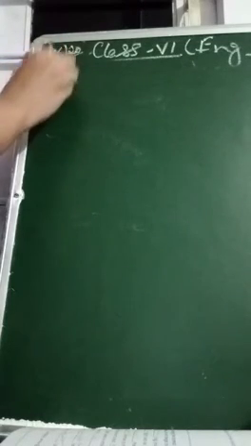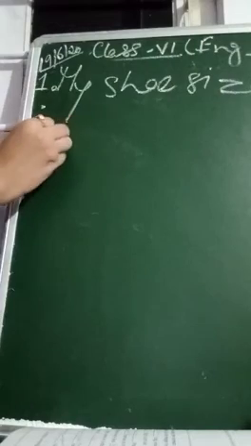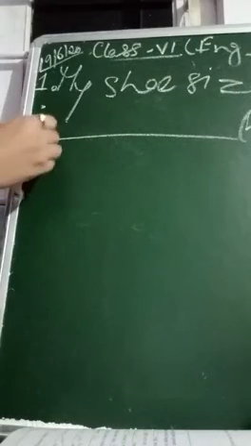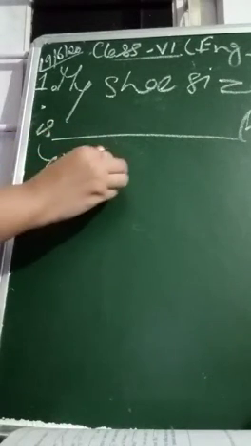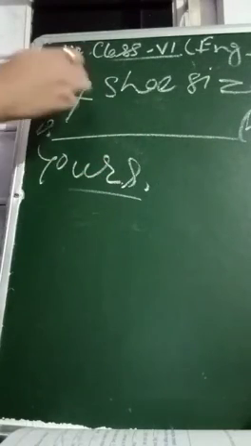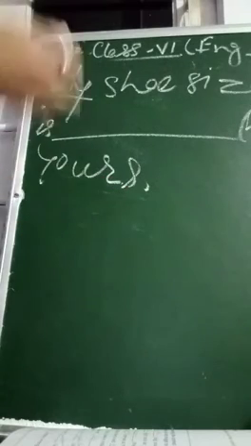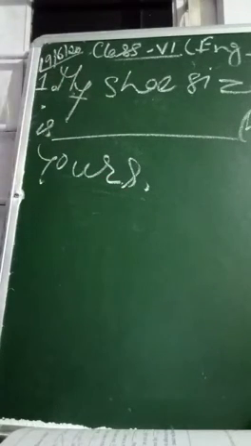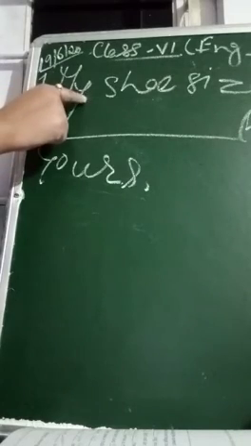So number one we have: my shoe size is dash, in the bracket we have big, and then yours. So here we have two pronouns, my and yours, my shoe and yours, all right? So we are comparing between two pronouns. We are not comparing more than two, we are comparing two. So this one will be comparative degree, and the adjective is big, right?